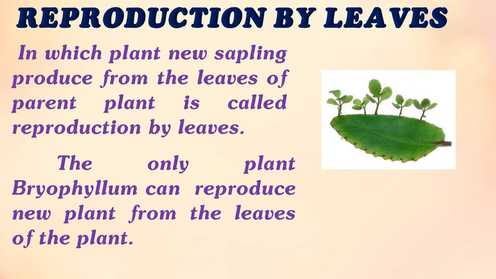The last one is reproduction by leaf, in which the new sapling is produced from the leaf of the parent plant. The only plant that can produce a new plant from its leaves is bryophyllum.